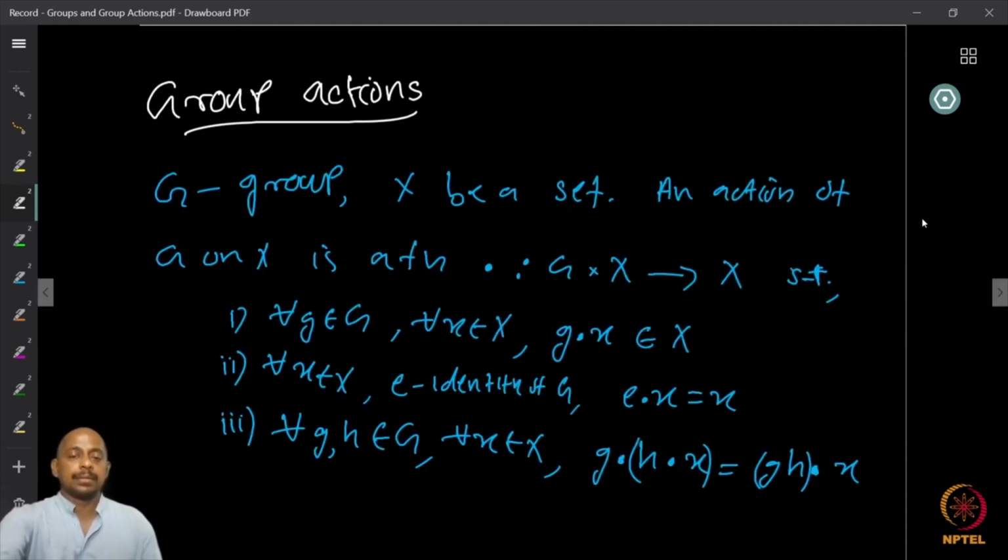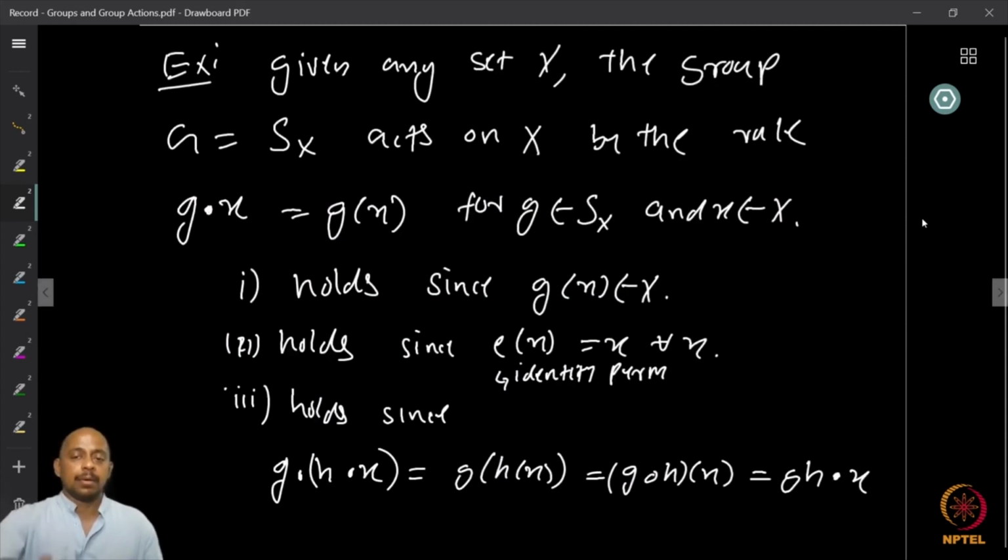Then the third one holds, which says that the composition must also be true. So G of H dot X is basically G of H of X, because H of X is a permutation of X. Then G of H of X is the permutation of H of X. And by permutation, we know that the composition has this property. Therefore, G composition H of X is also equal to GH of X, because GH is the composition of G and H in the symmetric group. This one can be shown to be easily true. So all these three properties hold, and therefore the symmetric group acts on the set.